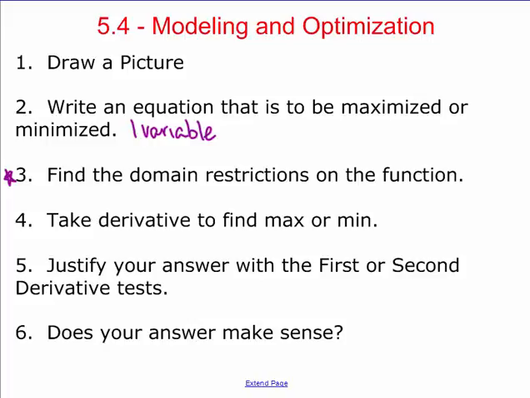Then we take the derivative to find the max or min. We justify the answer by our first derivative or second derivative test. And then lastly, does your answer make sense?